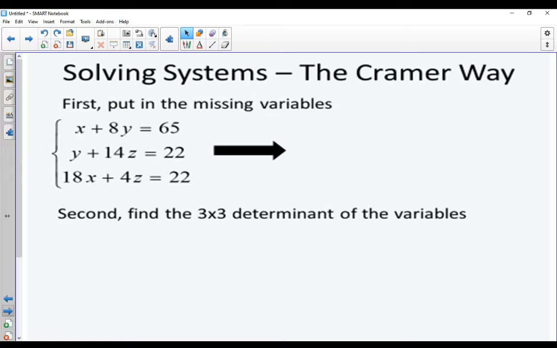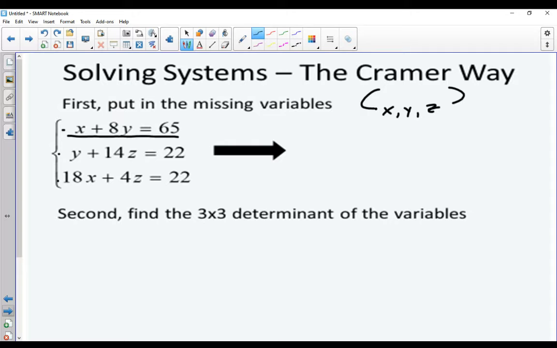Solving systems the Cramer way. Or in other words, I have a system here and I need to find the x, y, and z values that will make each one of these true. The first thing I want you to do is put in the missing variables. For example, this equation is missing a z. So let's squeeze a z into that equation. 1x plus 8y, but I'm going to put in a 0 for the z, and that's going to equal 65.